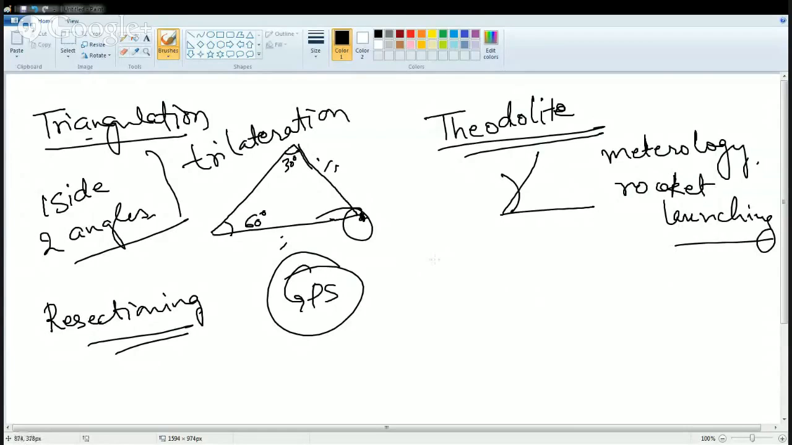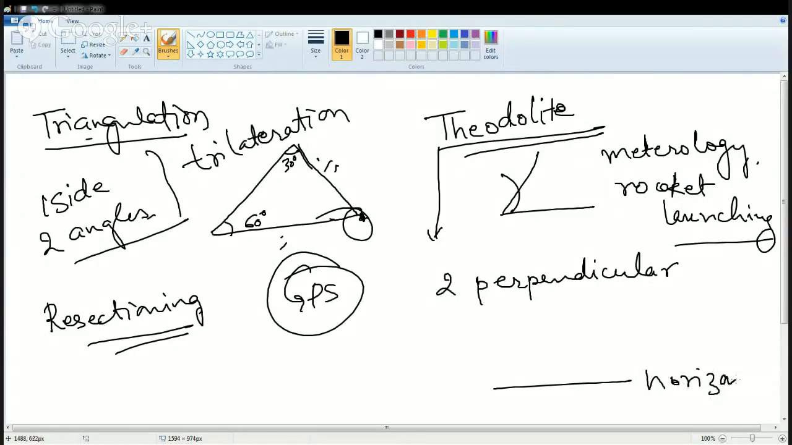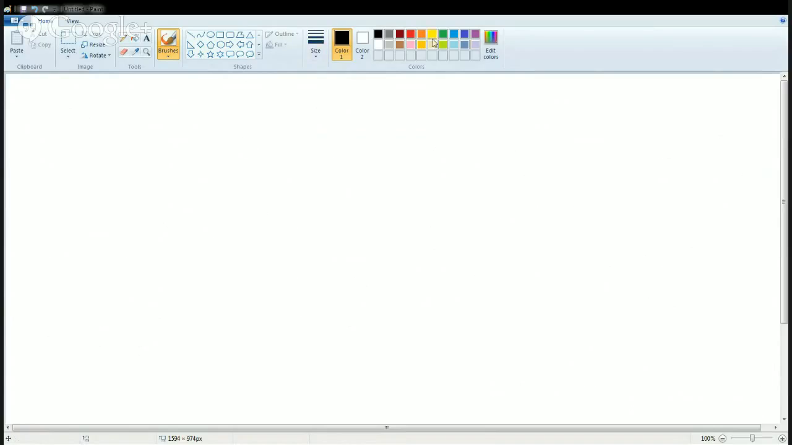Besides this, the main aspect in theodolite survey is that you are basically using a telescope and two axes that are perpendicular. So you have two perpendicular axes. One is known as the horizontal or the trunnion axis. The other is known as the vertical axis. So these are the two kinds of axes that we talk about when using theodolite survey as one of the methods.